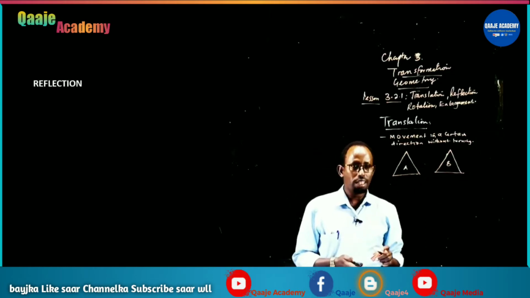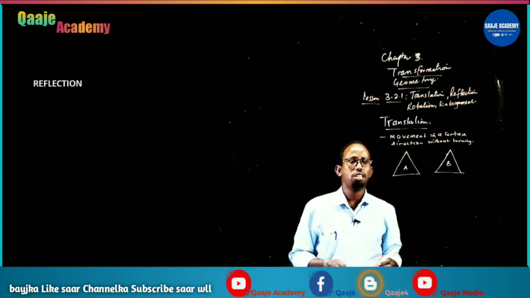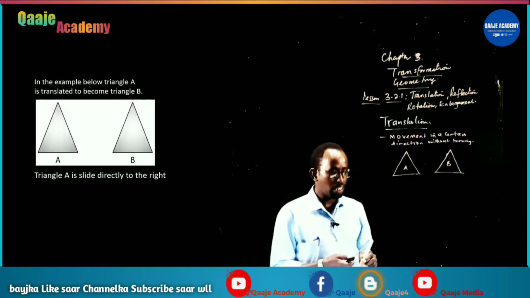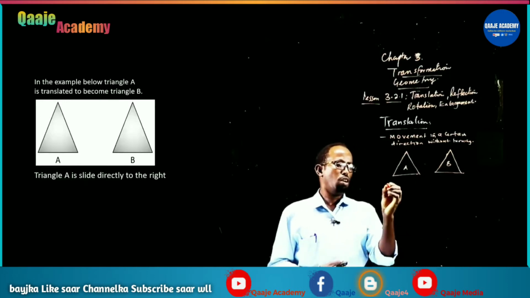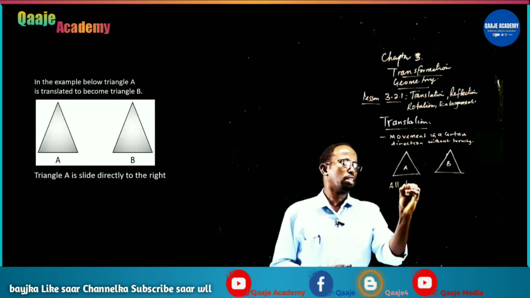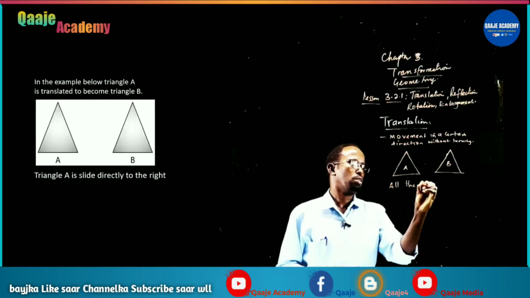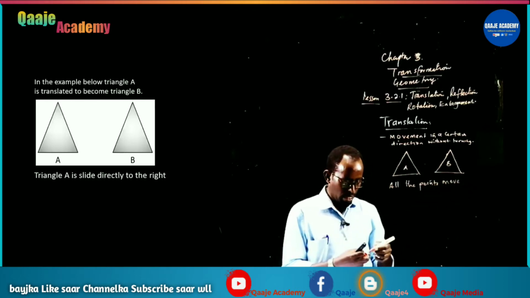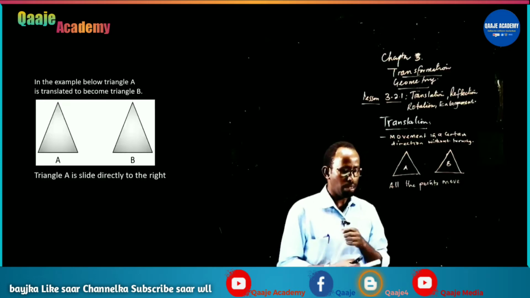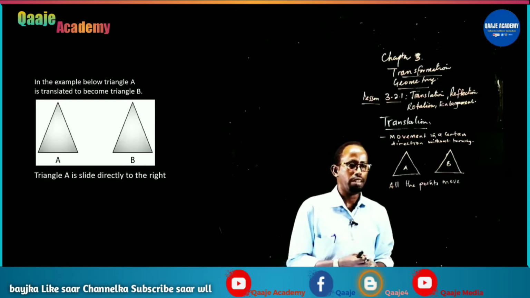Now let's start the properties of translation. One property of translation is that all the points move the same distance and in the same direction.